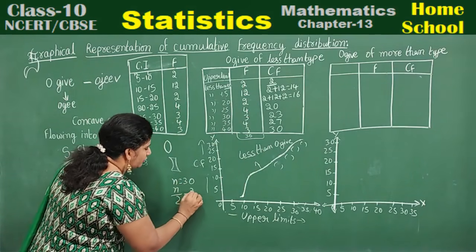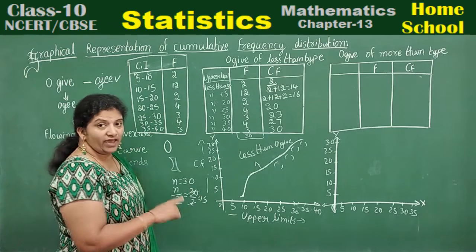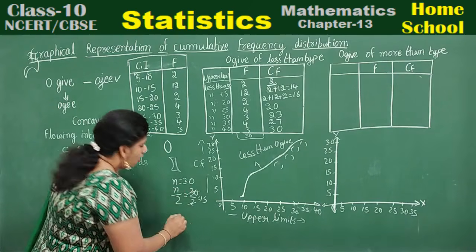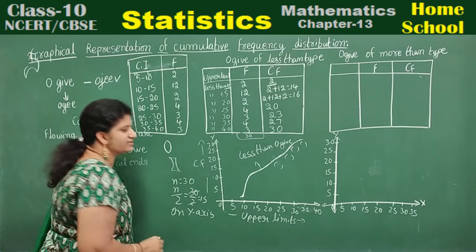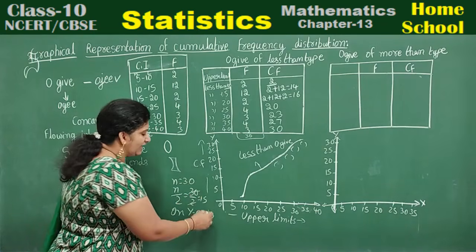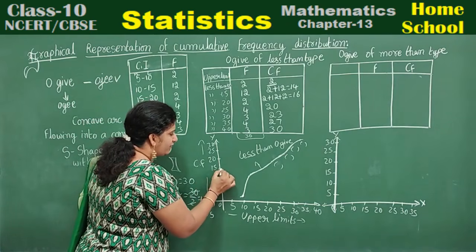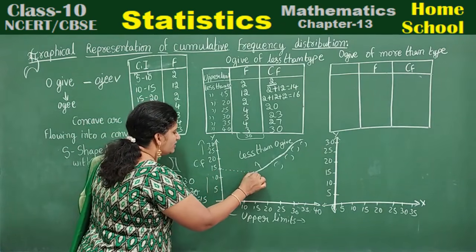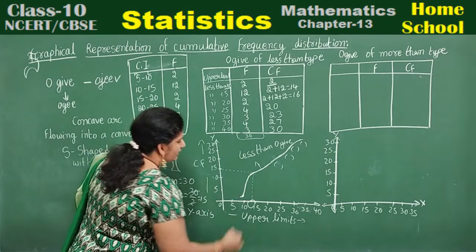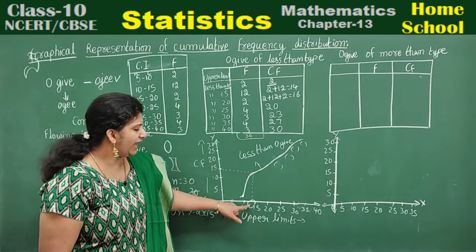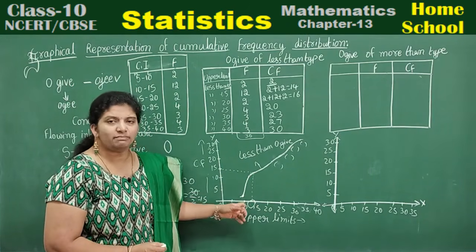Find n by 2. 30 by 2 will be how much? 15. Where you need to observe this 15? On y-axis. Draw a parallel line at 15. So on y-axis here, this is 15. So let me draw this, and it's perpendicular. This is the median. What is the median? Where it touches the x-axis, that point is called the median.